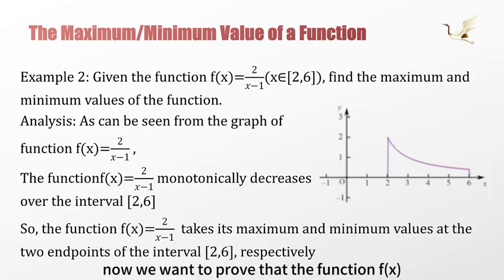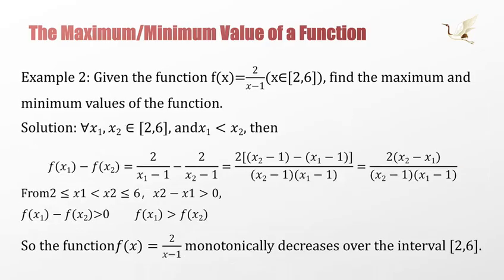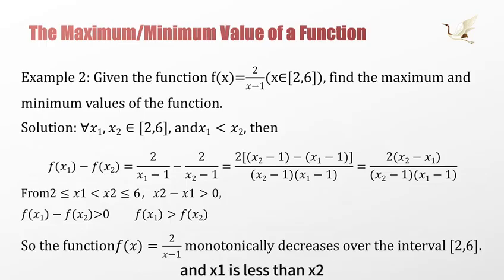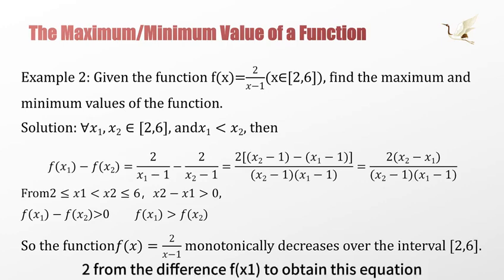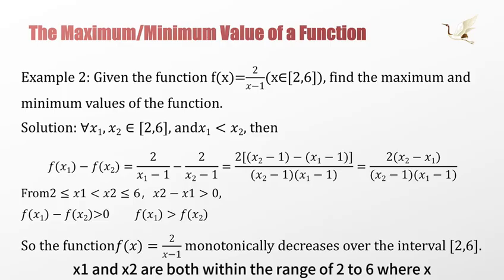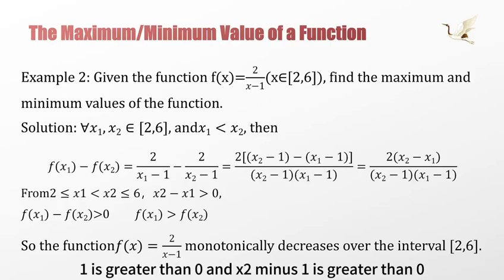Now we want to prove that the function f(x) monotonically decreases on the interval. According to the method we learned earlier to prove the monotonicity of a function, if x1 and x2 belong to the interval [2, 6] and x1 is less than x2, we can subtract f(x2) from f(x1) to obtain this equation. Because x1 is less than x2, x2 minus x1 is greater than 0. x1 and x2 are both within the range of 2 to 6, so x1 minus 1 is greater than 0 and x2 minus 1 is greater than 0.